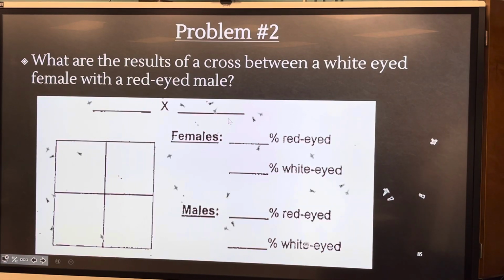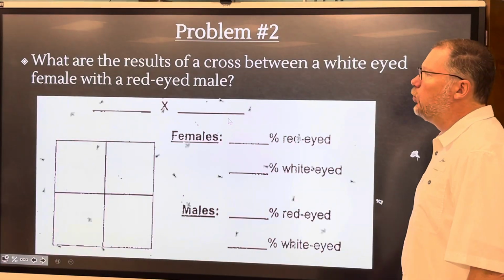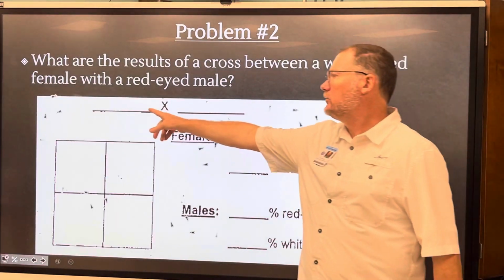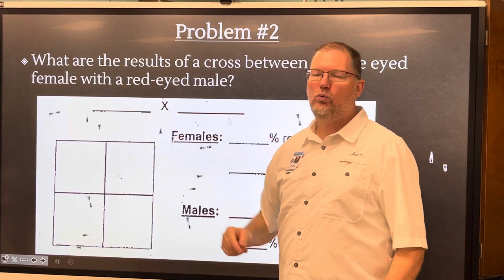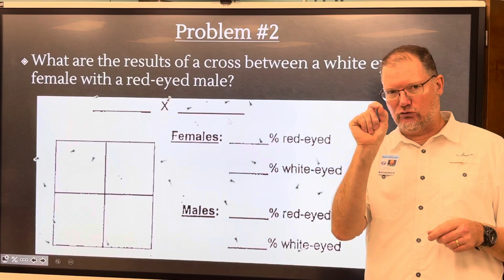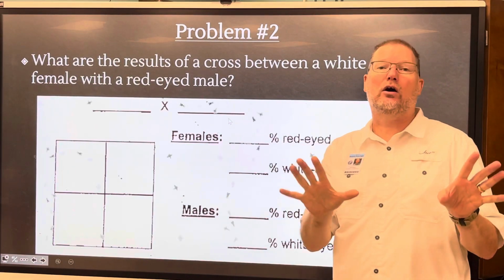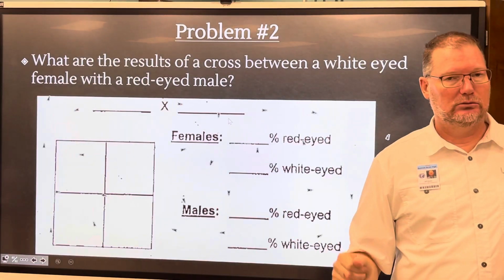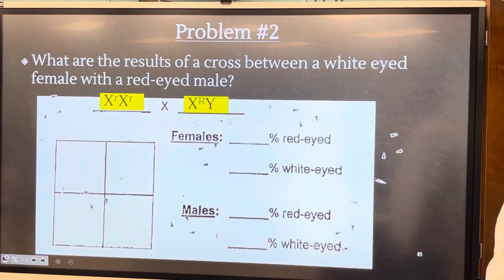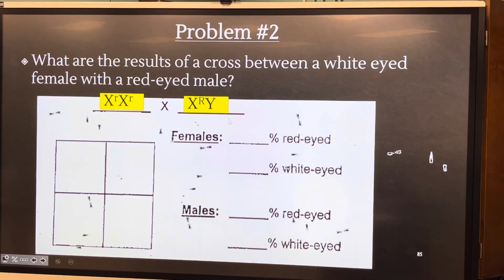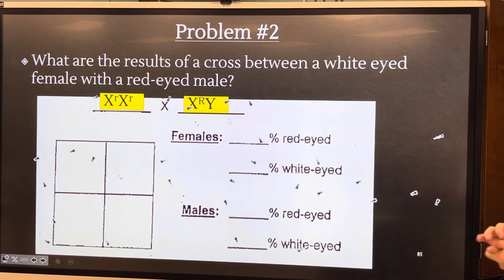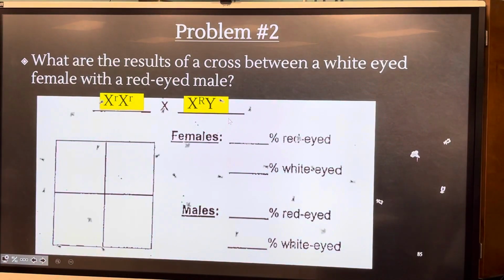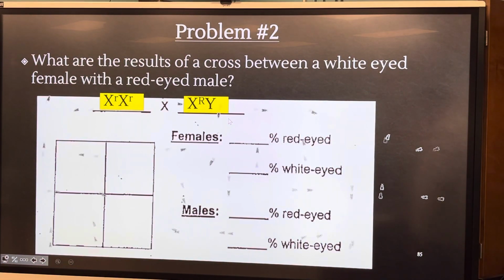Okay, problem 2. What are the results of a cross between a white-eyed female, so put that here, XX, and what are the superscripts? White-eyed, no big R's, and a red-eyed male. So put the female here and the male on the side. Don't wait for me. You know what you're doing at this point.